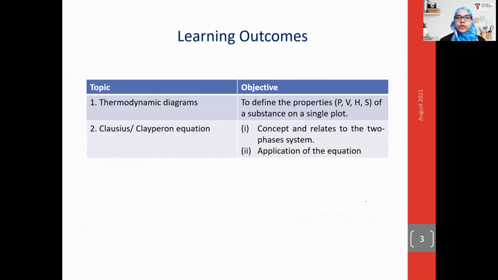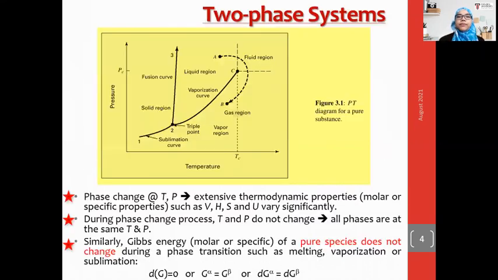In today's topic, we're gonna proceed to learn about the two-phase system. First, we cover the thermodynamic properties, where you should be able to define properties such as pressure, volume, molar volume, enthalpy, and entropy of a substance on a single plot. And we will learn about the Clausius-Clapeyron equation, the concept used in this equation to relate to the two-phase system, and also how we can apply this equation in solving problems.